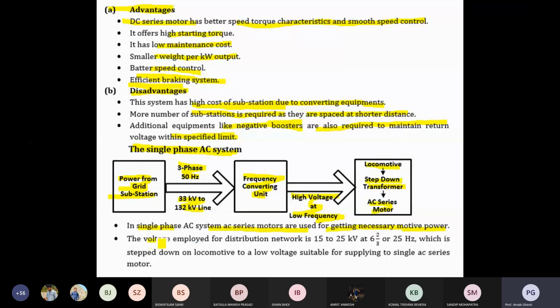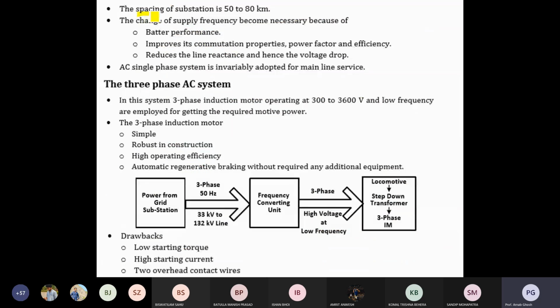The voltage employed for the distribution network is 15 to 25 kV, at 16 2/3 or 25 hertz, which is stepped down in the locomotive to the low voltage suitable for supplying the single phase AC series motor. That's important. Then the spacing of the substations is 50 to 80 kilometer. The change of supply frequency becomes necessary because of better performance: improved commutation properties, power factor and efficiency, and reduced line reactance, hence lower voltage drop. Thus the single phase AC system is invariably adopted for mainline service.